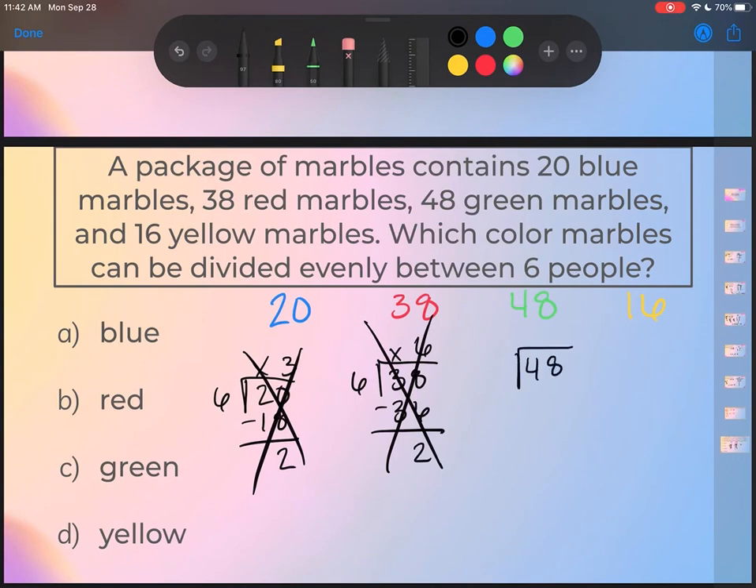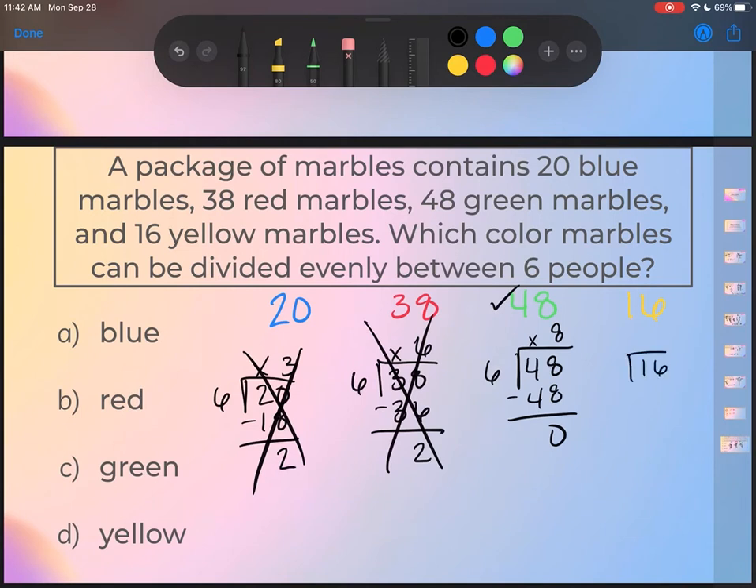Let's try 48. So we'll do 48 divided by 6. 6 goes into 48 8 times. 8 times 6 is 48. What do you know? That goes in evenly. So let's keep an eye out on 48.